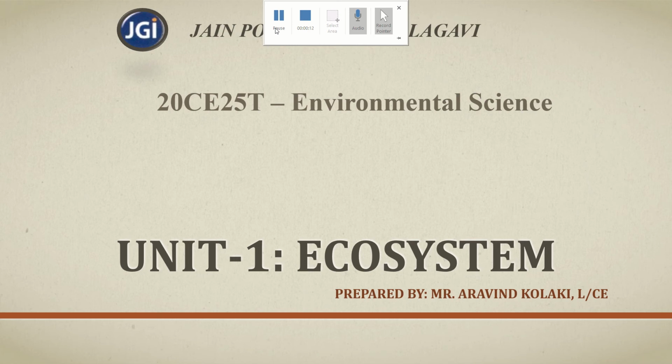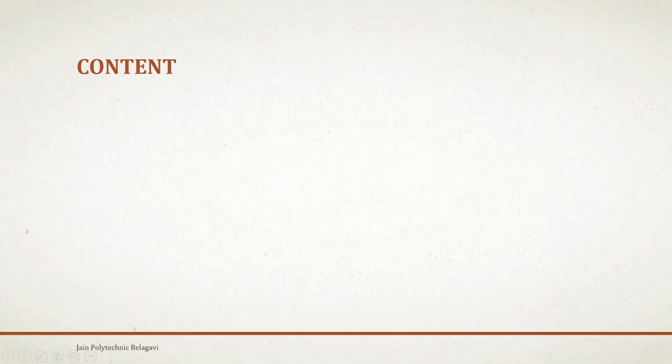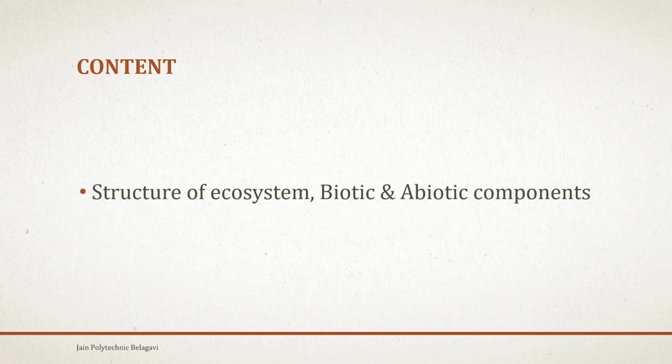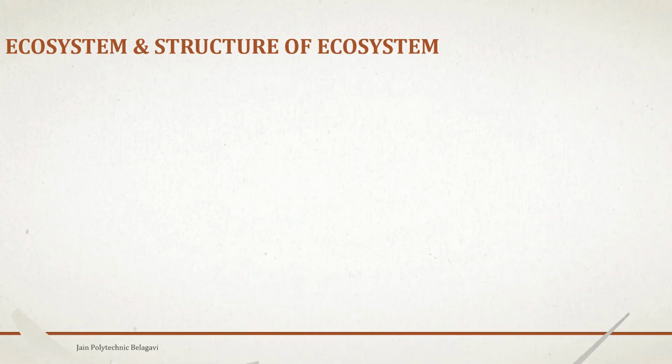Today we are going to discuss the new scheme syllabus, environmental science. In that, the unit name is ecosystem. The different contents will be structure of ecosystem, biotic and abiotic components, food chain and food web. Before starting, we will discuss what is meant by ecosystem and the structure of the ecosystem.